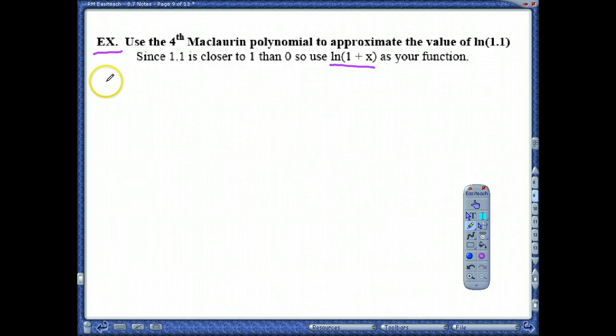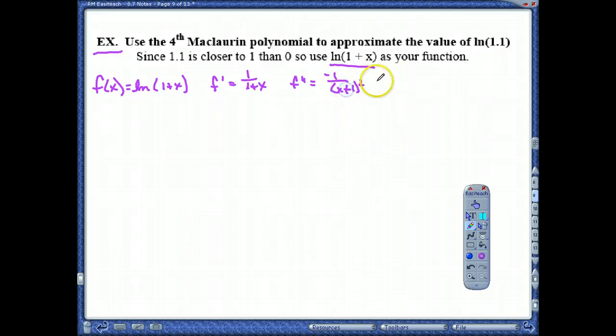All right, so we're going to find our first derivative. The original function is the natural log of 1 plus x. The first derivative is 1 over 1 plus x. Then the second derivative is negative 1 over x plus 1 squared. The third derivative, I'm going to try really hard to squeeze this all on here, is going to be 2 over x plus 1 cubed.